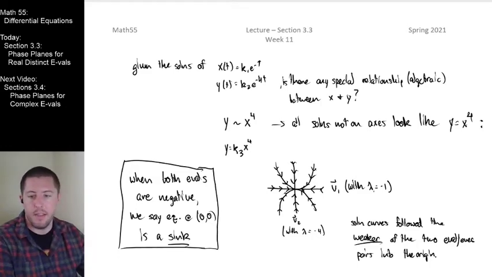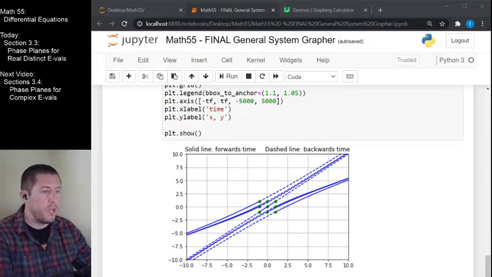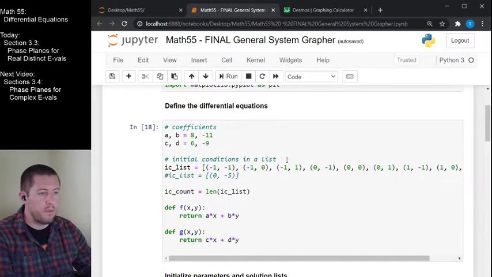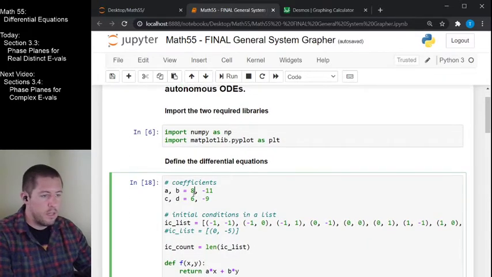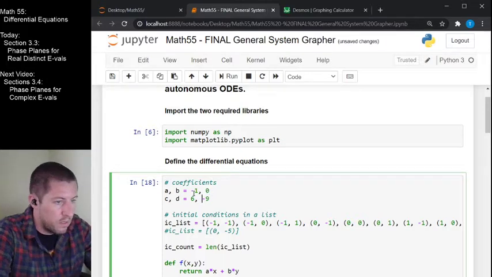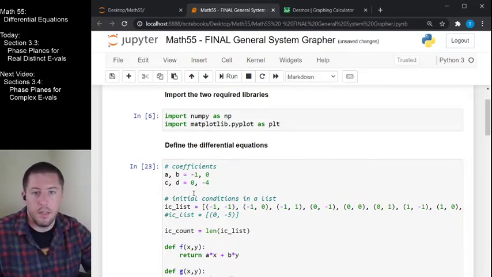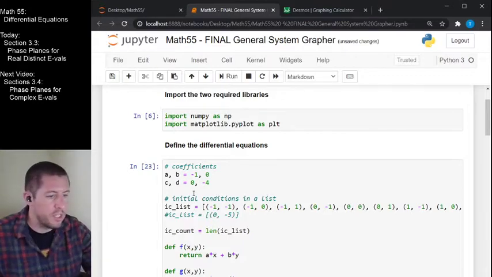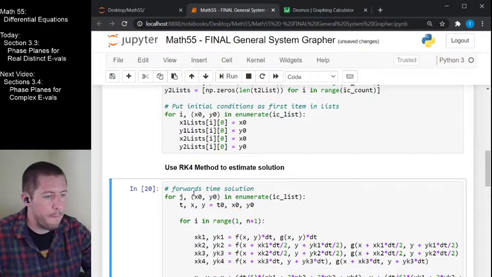So let's go ahead and verify this with technology. So we need our system here, which was -1, 0, 0, -4. So let's go up top and change it. -1, 0, 0, -4. And I want to do all my initial conditions out there, not just one of them. So we're good with that.